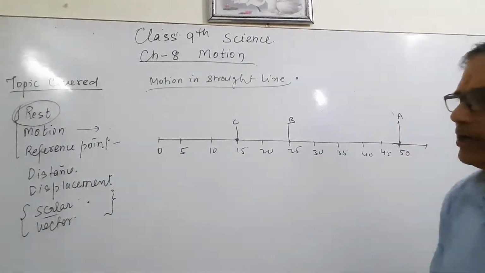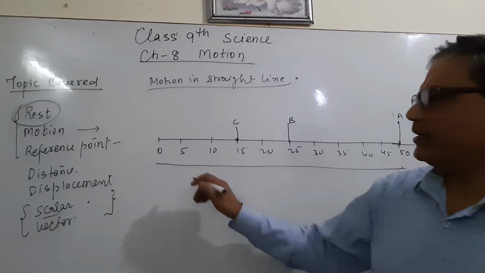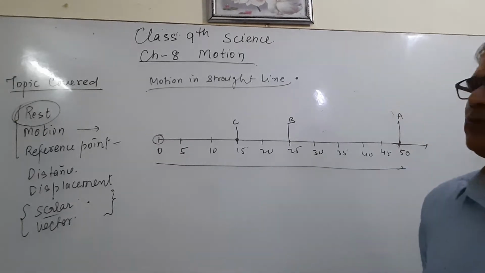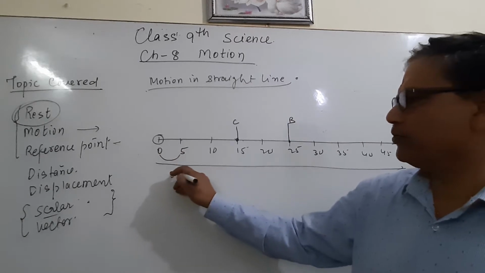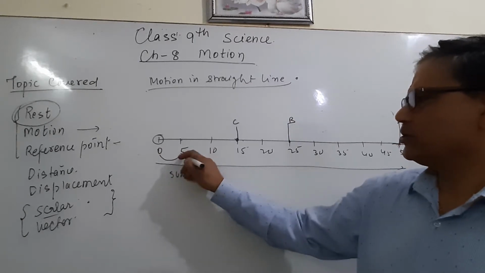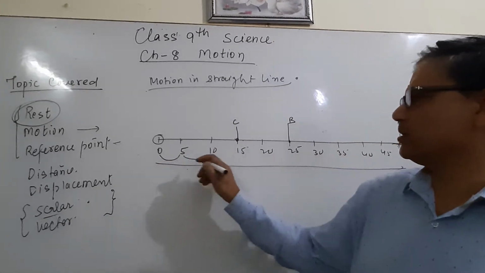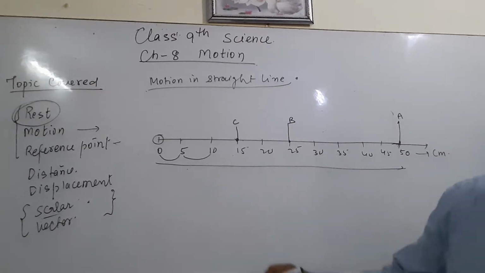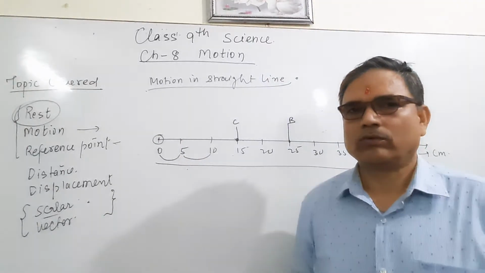Now the motion along a straight line. This is the straight line, and this 0 is the initial point, which we say reference point, which we say origin, and these are the distances: 5, 10, 15, 20, and so on. We are assuming the unit is centimeter. Is it clear?